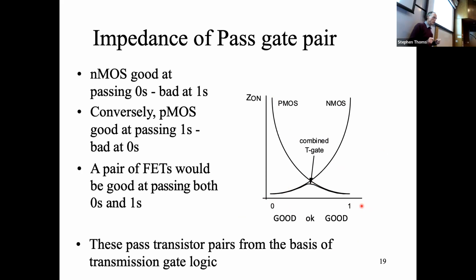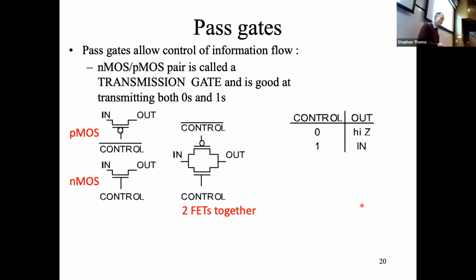So these pairs of transistors will form what's called a transmission gate. Basically, you've got two pass gates. A pass gate would be a single NMOS or single PMOS, but when you put two together, we call it a transmission gate. And so you can see that here in this diagram. You've got a PMOS pass gate here, you've got an NMOS pass gate here. If you put them together, you end up with a transmission gate. And a transmission gate can pass both zeros and ones.